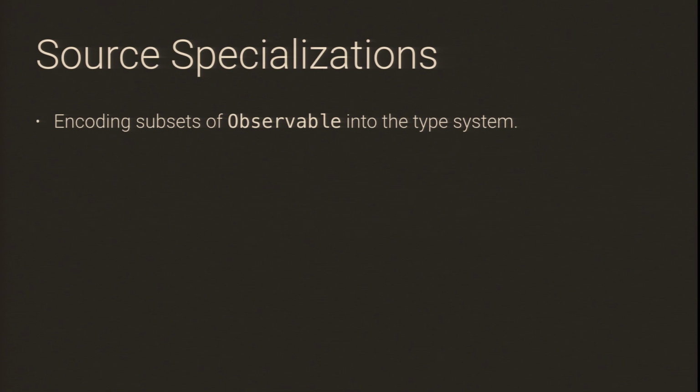Okay, so we talked about observable and flowable, which are sort of the big heavyweight types. There's a few specializations of sources that I want to look at. And similar to why we have the distinction of observable and flowable, these exist to encode subsets of sources of data also into the type system. The first one is called a single, and I bet you can guess what it does.